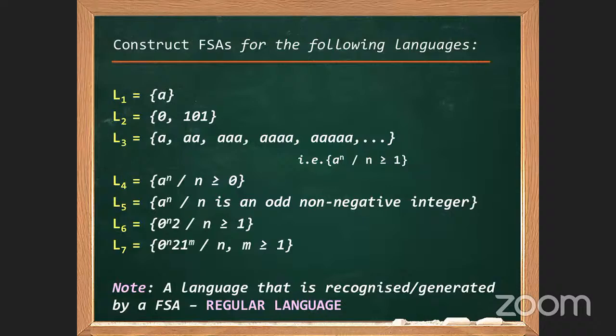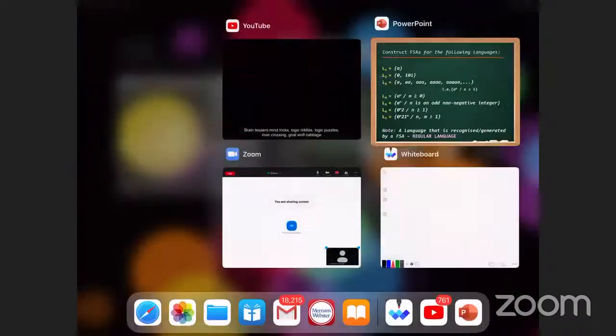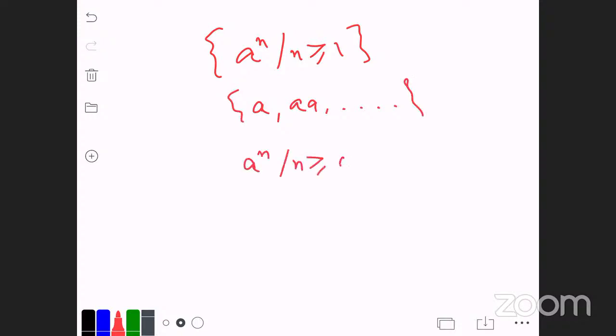Coming to the 4th example, A power n, n greater than or equal to 0. What does this language mean? In the previous language, we had A power n, n greater than or equal to 1. That means when n equals 1, you have A, then AA, and so on. Here, A power n, n greater than or equal to 0. That means A power 0 would mean epsilon, the empty word. And then when n is 1, A, and so on. So this set is slightly bigger than the previous set, with one more word, the empty word.